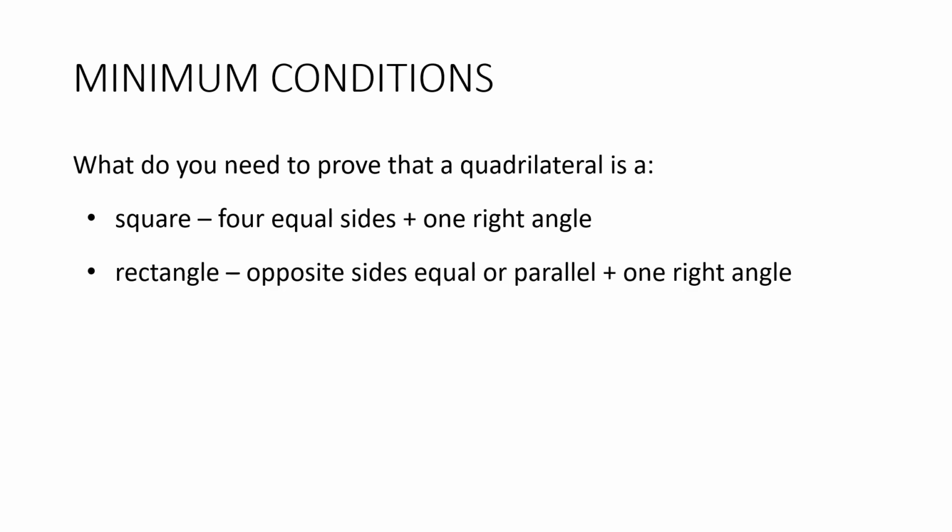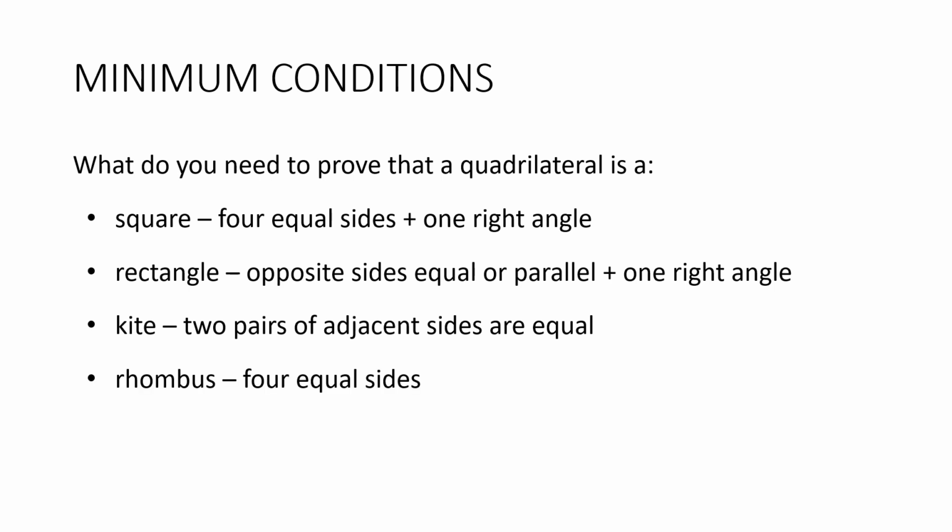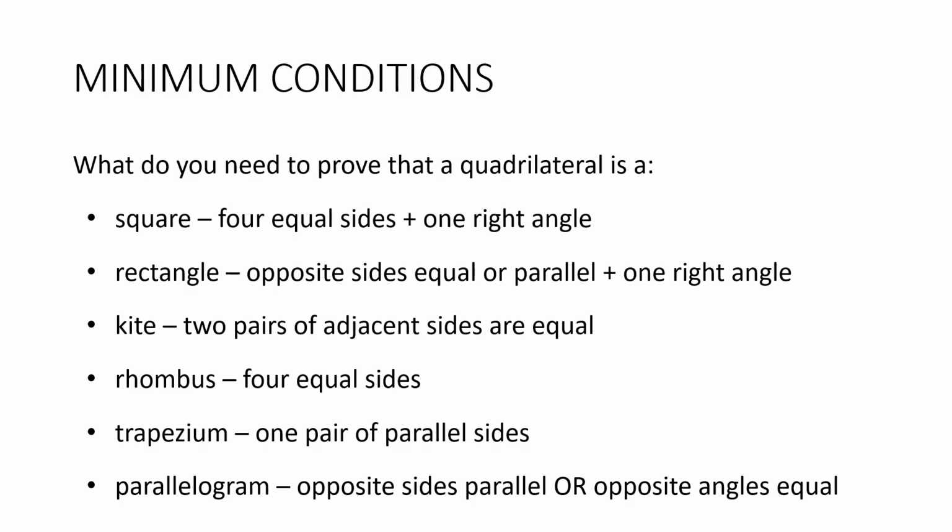For a rectangle, you need opposite sides equal or parallel and 1 right angle. For a kite, you need 2 pairs of adjacent sides being equal. For a rhombus, you just need 4 equal sides. For a trapezium, you need exactly 1 pair of parallel sides. And with a parallelogram, you need opposite sides are parallel or opposite angles are equal.